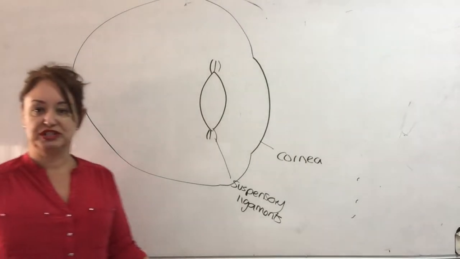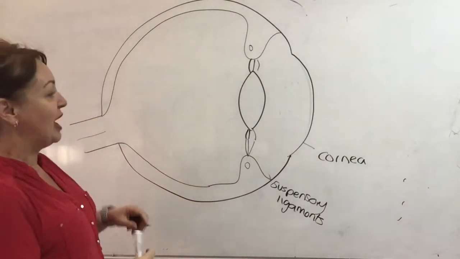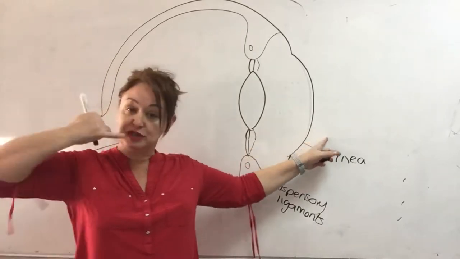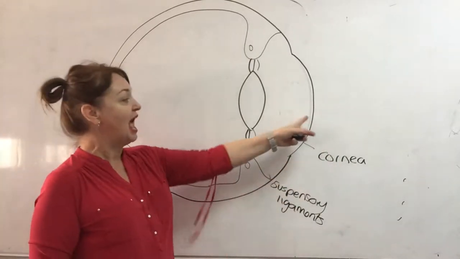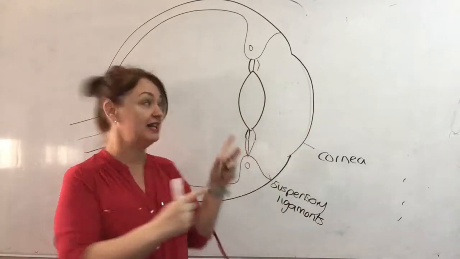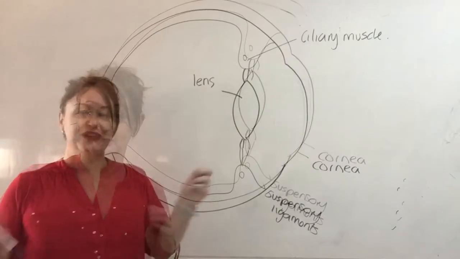In fact, I'm just going to pause it while I sort that out. So I've just redrawn the eye because the other one was a bit rubbish. But anyway, let's have a little look. We've got our cornea here, and that's the clear outer part of your eye. It's transparent, and light's going to pass through there. It's going to come through here. This is the lens. This is going to focus it on this bit here, which is the retina. I'm just going to add some labels. So I've added some labels.